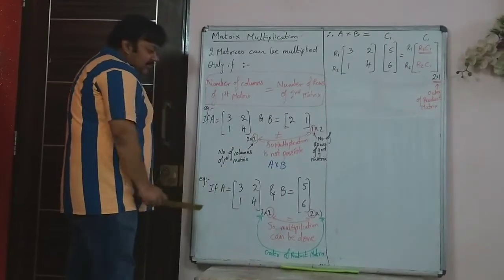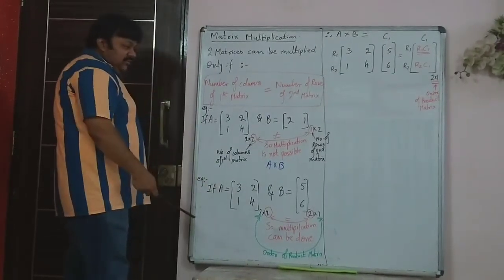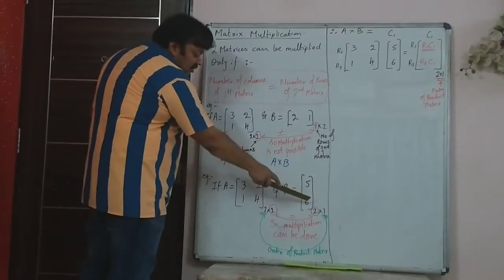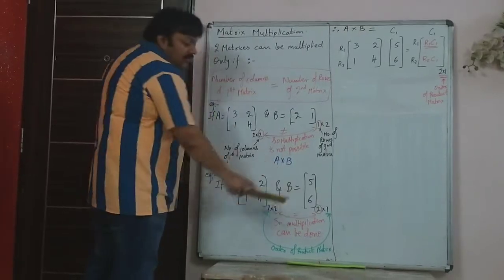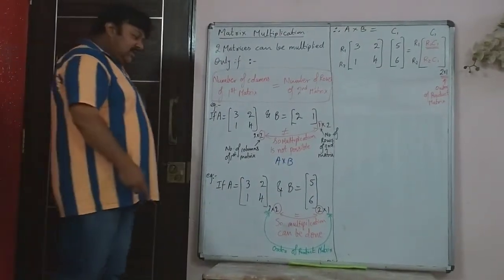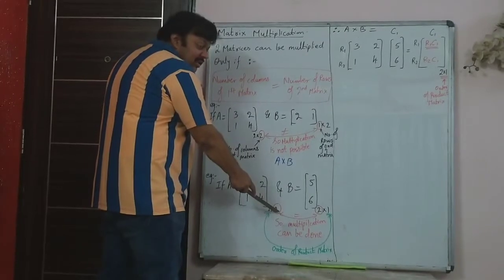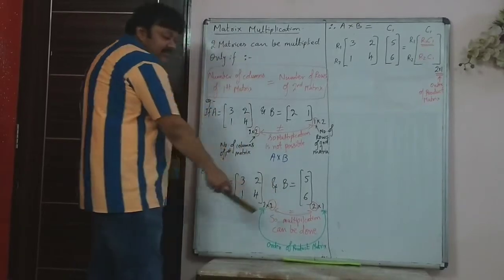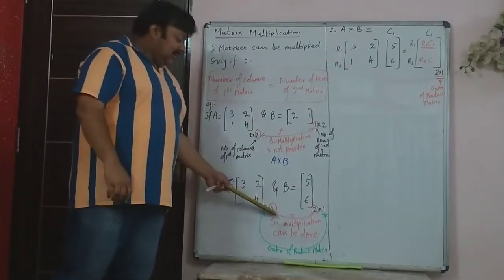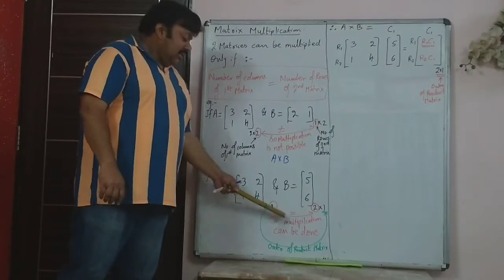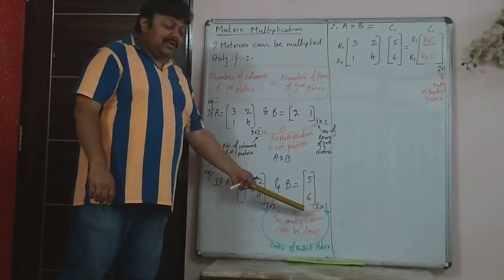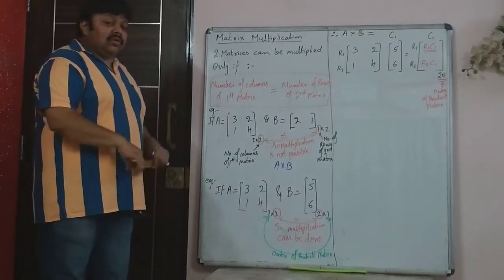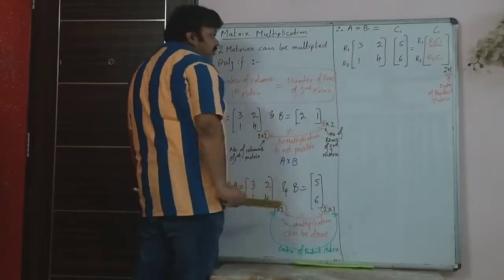Matrix A is same, but matrix B is now different. I have written matrix B as 5, 6. So there are two rows and this one column. So now when you check, the number of columns of the first matrix and the number of rows of the second matrix are exactly equal. So since the number of columns of the first matrix and the number of rows of the second matrix are exactly equal, we can multiply. How to multiply we need to see. So we can do A into B.